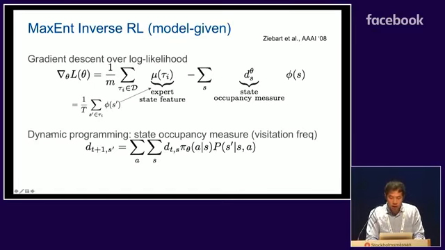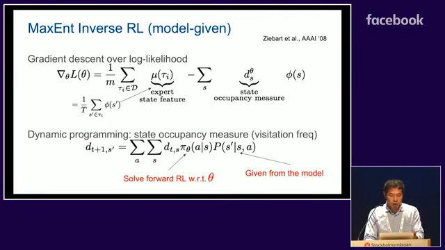Concretely, at time t plus 1, the state visitation frequency depends on those from time t, and also depends on the current policy pi and the transition dynamics from s to s prime, which is supposed to be known because we are given the model. And again, here pi theta comes from an MDP solver that gives us the optimal policy with respect to the current theta. So basically, this is how we are updating the reward parameters in max entropy inverse reinforcement learning.